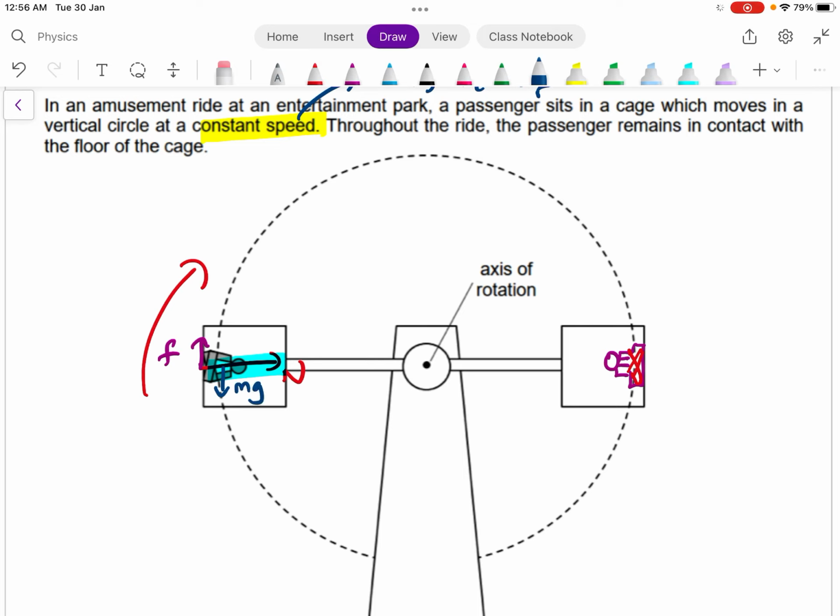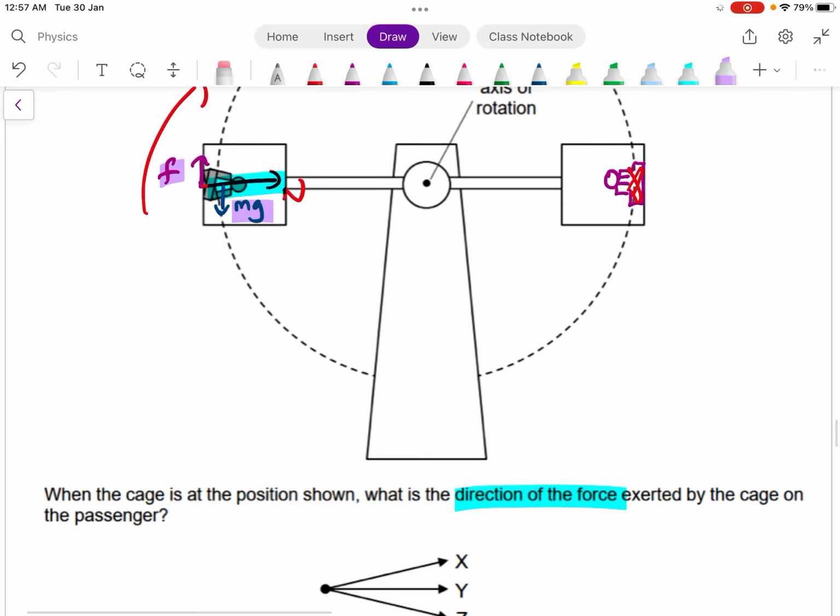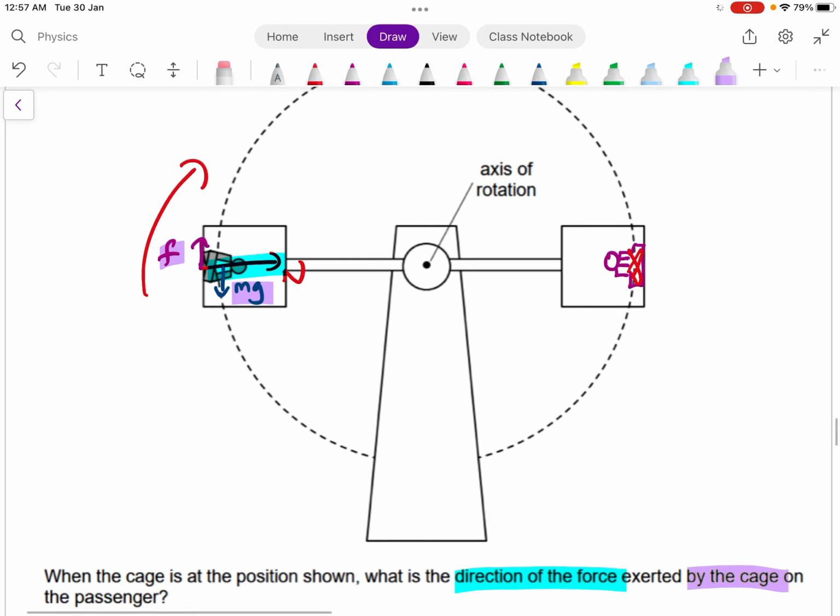But since the person is not sliding down, because at this particular orientation, if there's no frictional force, you would actually slide down. So there must be a frictional force acting opposite to the weight component. So this force right here and this force right here must be the same in magnitude. Since they ask what is the direction of the force exerted by the cage, I'm only interested in the frictional force and the normal contact force, so I just ignore the weight first.